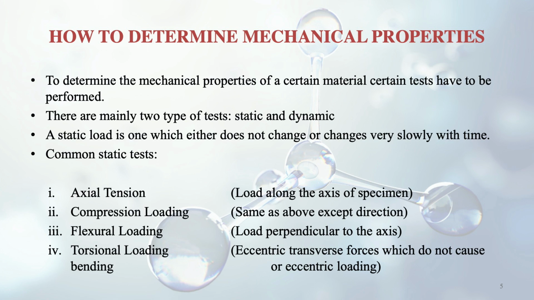In case of compression loading, same thing is done, and force is applied along the axis but in the opposite direction. The third one is the flexural loading, which is also called the bending effect. So the load is applied perpendicular to the axis. And the fourth and final test is torsional loading, where the load is applied not according to the bending, it is in an eccentric direction and transfers to the specimen.